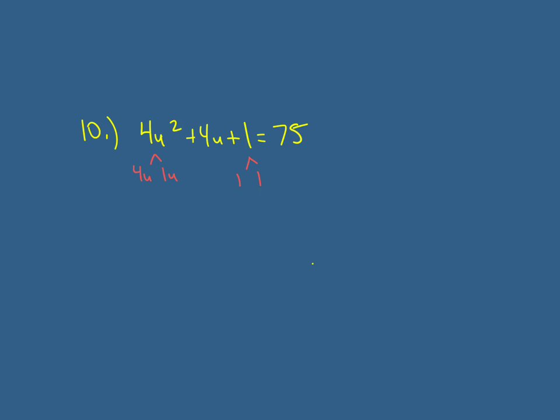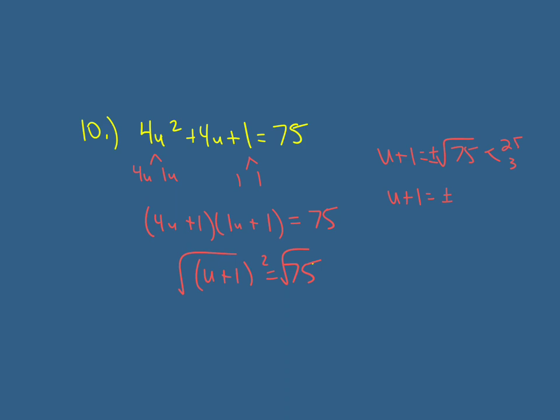I break down 4u squared into 4u and 1u, and I break down 1 into 1, 1. So I end up with 4u plus 1, 1u plus 1. Now I'm going to get to write it as u plus 1 squared equals 75. And now I get to use PEMDAS backwards. Now I square root both sides so plus or minus shows up. 75 is not perfect, but 25 goes into it 3 times. So it's 5 radical 3. And then I subtract the 1.